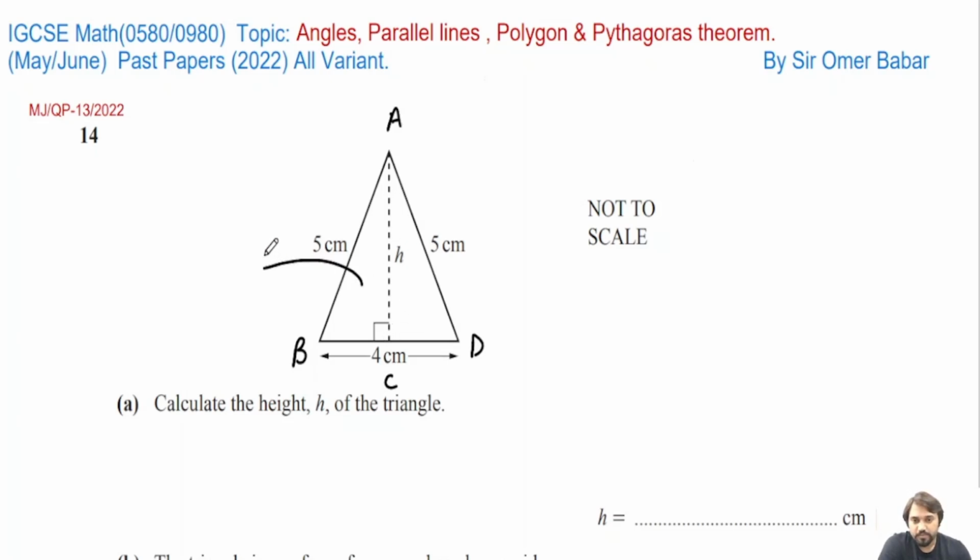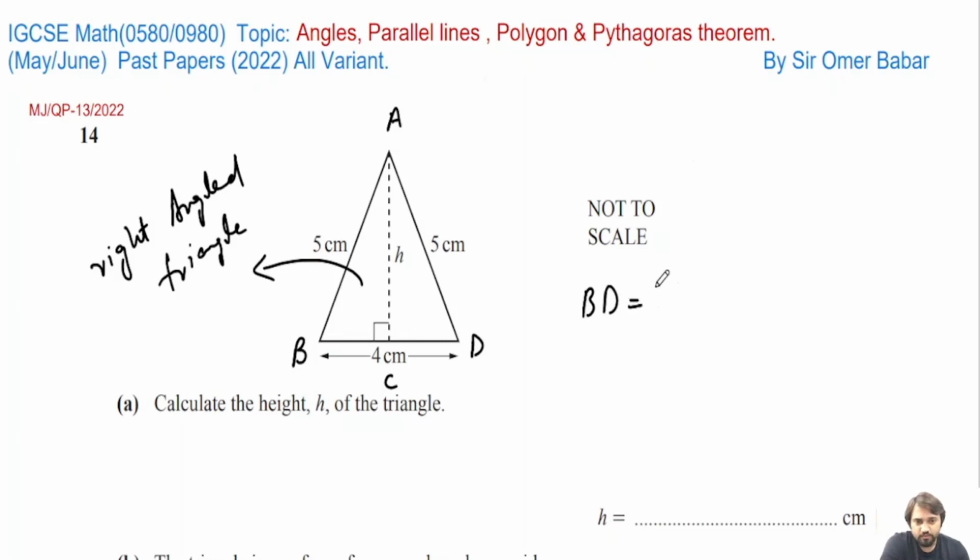If we look at one part of the triangle, it looks like a right-angled triangle. So on a right-angled triangle we can apply the Pythagoras theorem, but first of all we need to calculate BC. What is BC? Actually BD is equal to 4 centimeters and BD consists of BC plus CD. So BC is 2 and CD is also 2. That's going to be 4 centimeters again. So we have BC is equal to 2 centimeters.